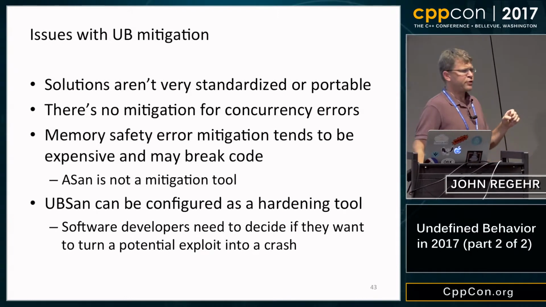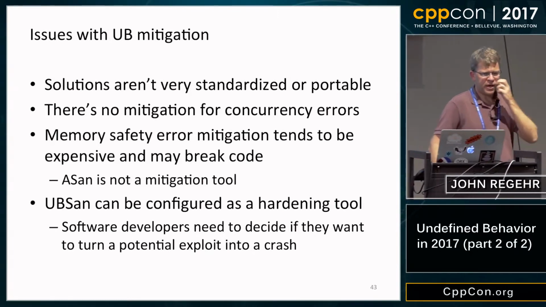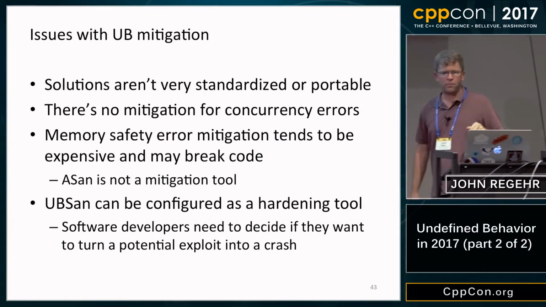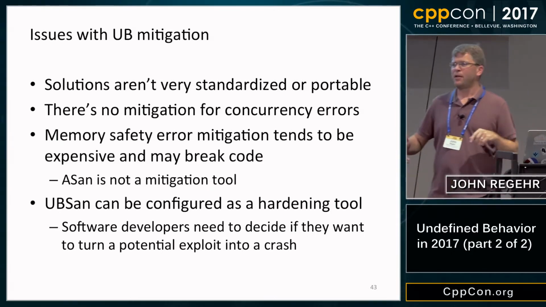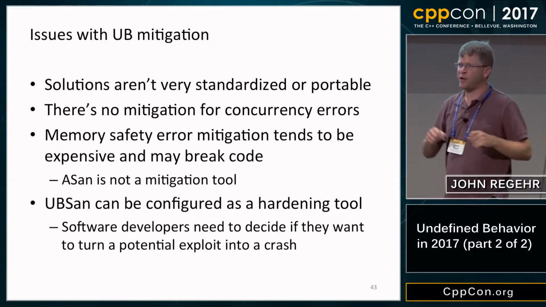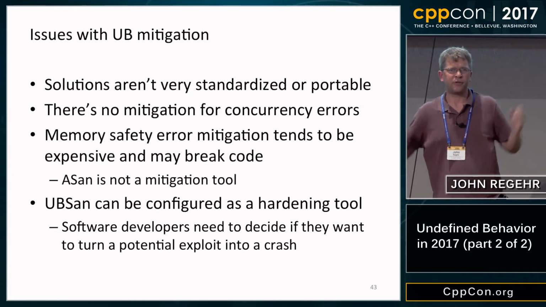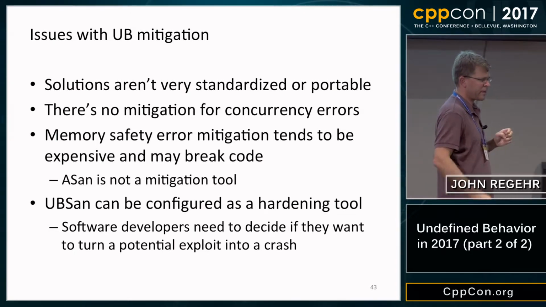So, like I was mentioning, things like UBSan can be configured as a hardening tool if you don't mind the fact that a bug might be turned into a denial of service if somebody can trigger it. And that's just, I guess, a decision that has to be made on a project by project basis.